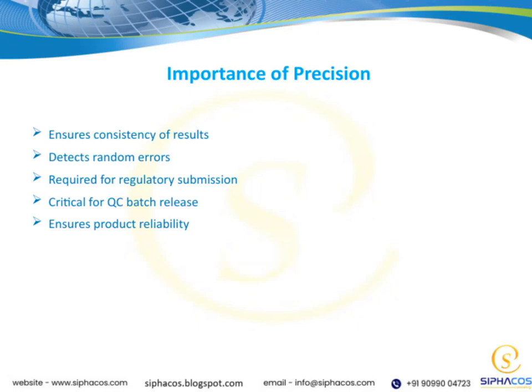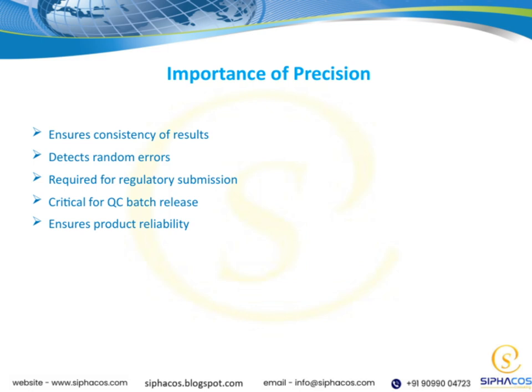Let's talk about the importance of precision in our work. First, it ensures the consistency of results, which is crucial for reliable data. When our measurements are precise, we can trust that repeated tests will give us similar outcomes. This consistency is vital for making informed decisions. Next, precision helps us detect random errors, those unexpected fluctuations that can occur during testing. By maintaining high precision, we can identify and minimize these errors, improving overall accuracy.